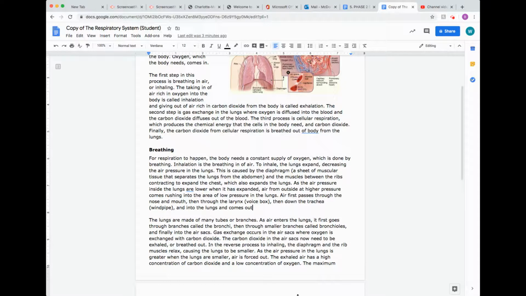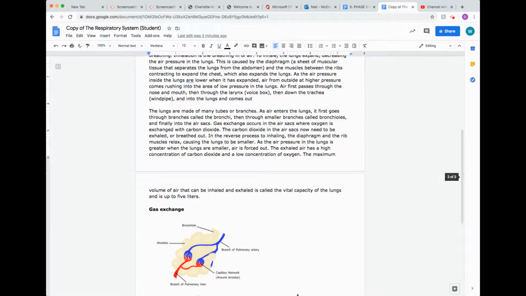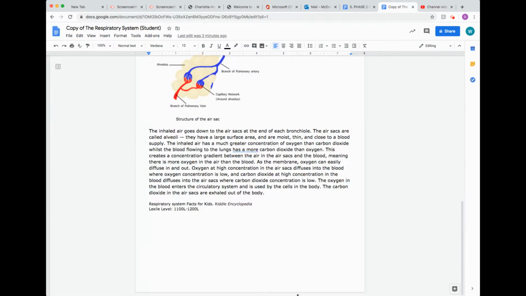In the reverse process to inhaling, the diaphragm and the rib muscles relax, causing the lungs to be smaller. As the air pressure in the lungs is greater when the lungs are smaller, air is forced out. The exhaled air has a high concentration of carbon dioxide and a low concentration of oxygen. The maximum volume of air that can be inhaled and exhaled is called the vital capacity of the lungs and is up to 5 liters.